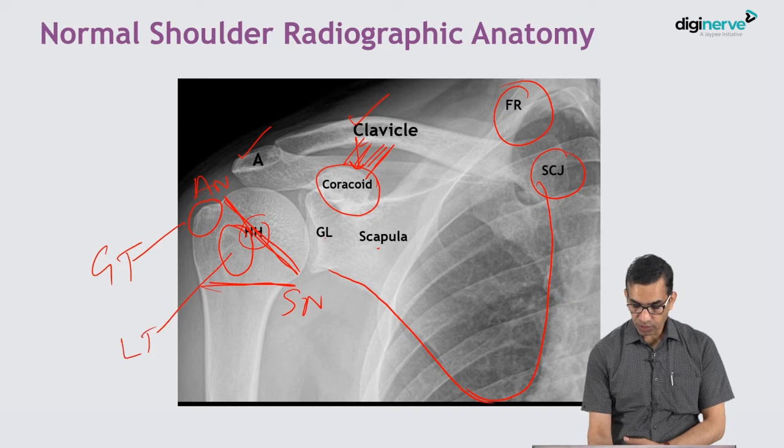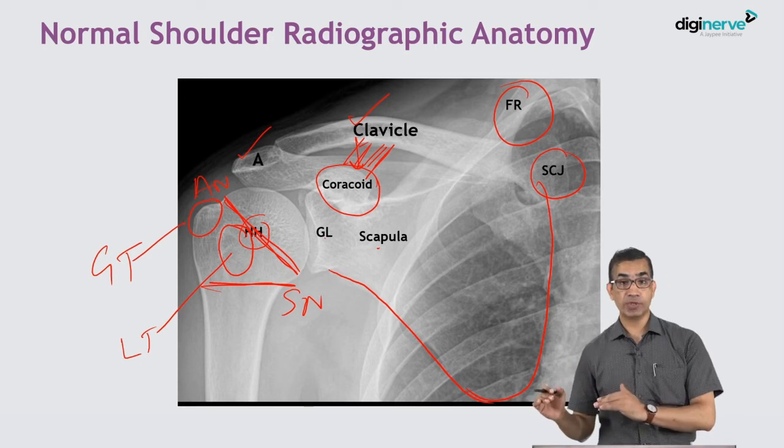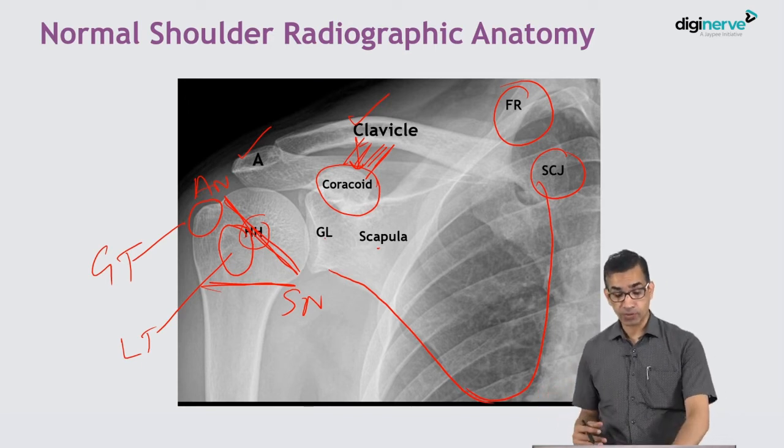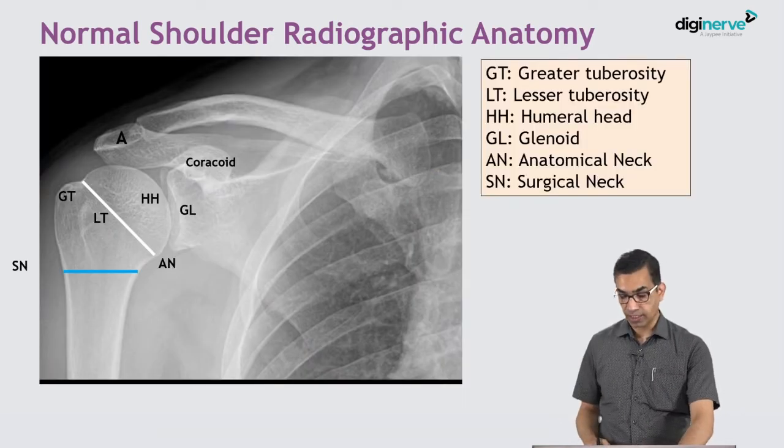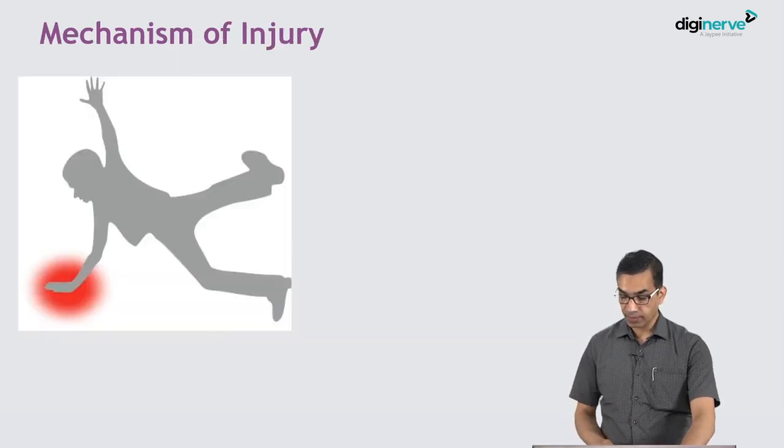We in short call it GT, LT, but don't get confused. Sometimes GT could be greater trochanter or LT could be lesser trochanter. It depends which reference you are talking about. It's the same thing written in the format.